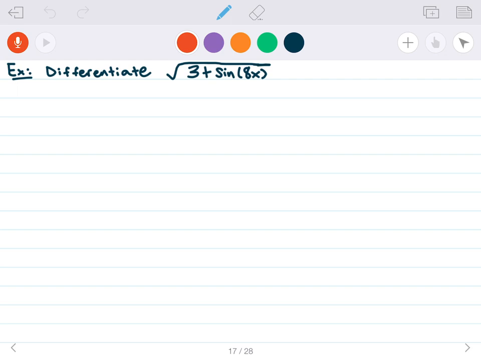All right, guys, let's do some more chain rule examples. So this next example, we want to differentiate the square root of 3 plus sine of 8x. First of all, our outer function is going to be the square root of something. Now, what is that something? That something is 3 plus sine of 8x.